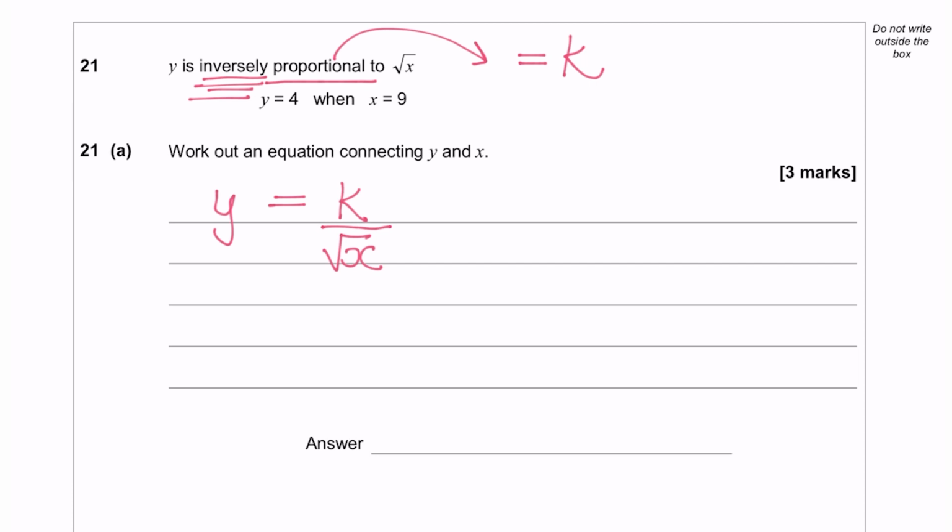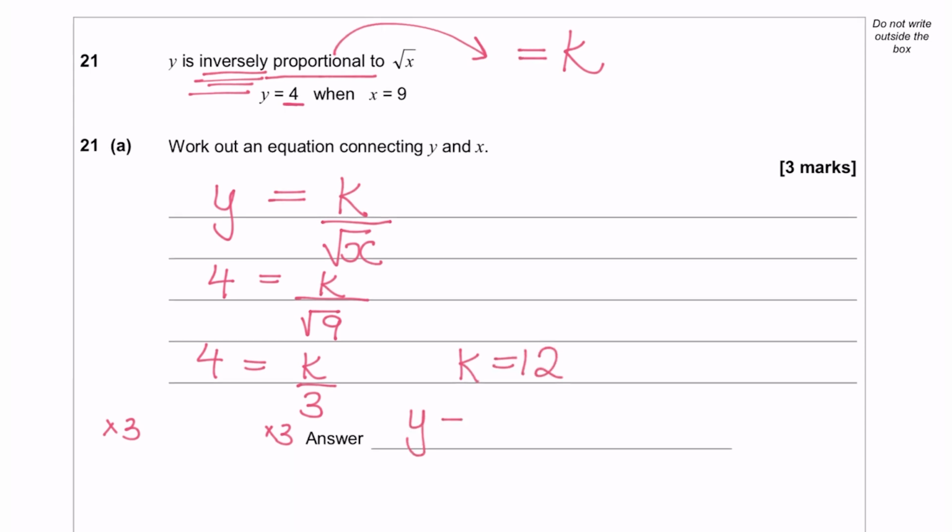Right, so let's plug some numbers in. We need to find out what the K is. So we know Y is 4 and we know X is 9. The square root of 9 is 3. So we get 4 equals K over 3. We can times both sides by 3 to get rid of that on the bottom, and we get K equals 12. So our answer will be Y equals 12 over root X.